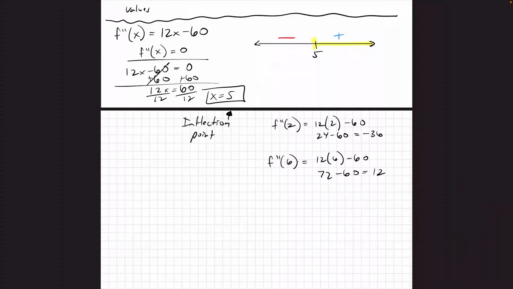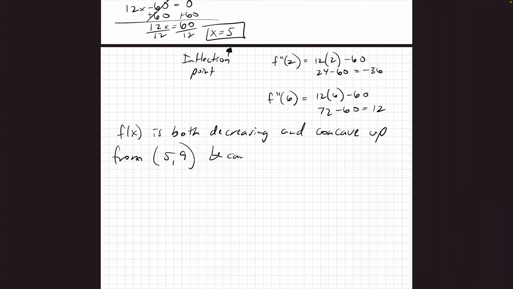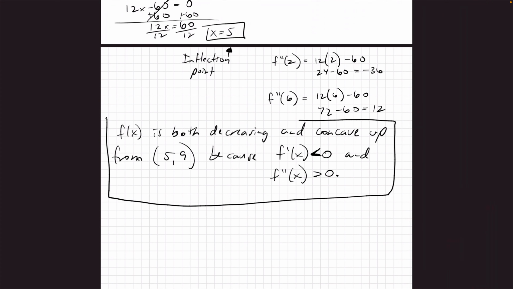So we would say f of x is both decreasing and concave up from 5 to 9, because f prime of x is negative, decreasing, and f double prime of x is positive, concave up. So it's nothing you haven't done, it's just combining the two.